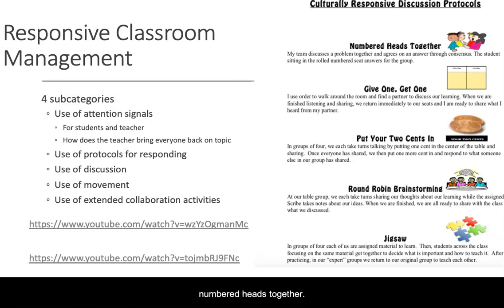The first one is numbered heads together. It's kind of like a think, pair, share. You put a group of students together to discuss a problem. They need to agree on an answer or solution. And then you have your desks or seats numbered, and you roll a dice. Whatever number the dice comes up on, that person has to speak for the rest of the group. So it makes every single person in that group responsible for being able to respond and understand the group's consensus to the problem.